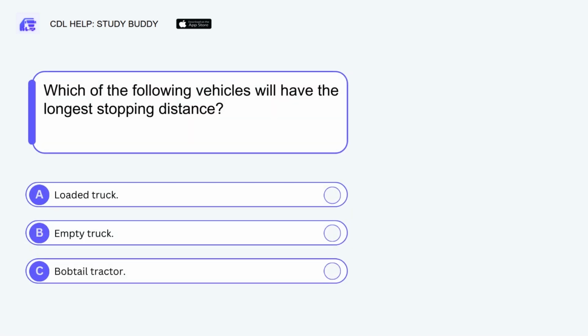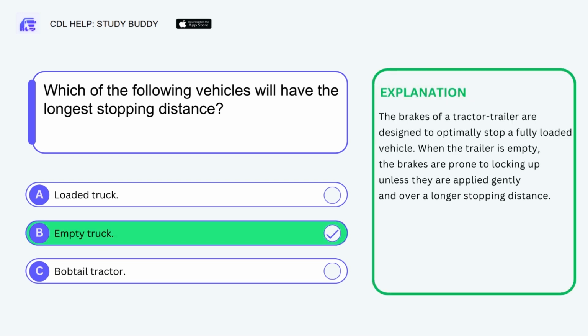Which of the following vehicles will have the longest stopping distance? The brakes of a tractor-trailer are designed to optimally stop a fully loaded vehicle. When the trailer is empty, the brakes are prone to locking up unless they are applied gently and over a longer stopping distance.